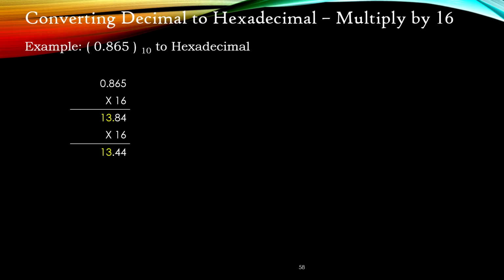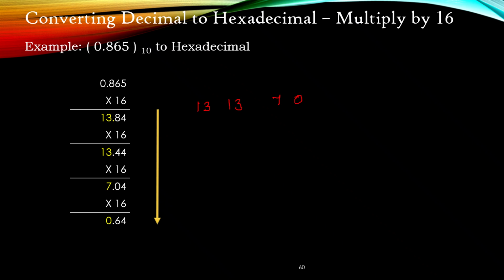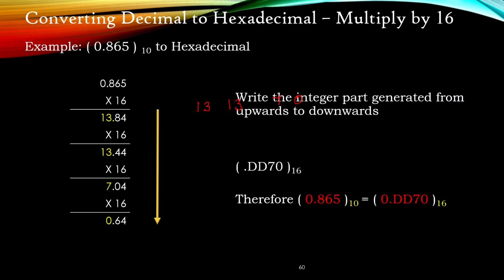So I'm going to continue 13.84 into 16. We have to discard this 13 and multiply 0.84 into 16. We'll be getting 13.44. Now you have to discard this 13 and go on multiplying n times. Then we have to take from top to bottom. So now the value is 13, 13, 7, and 0. As it is a hexadecimal number, this 13 refers to D. So D70 will be the answer to the base 16.